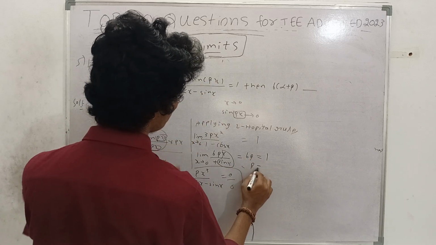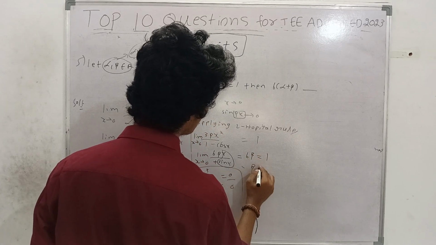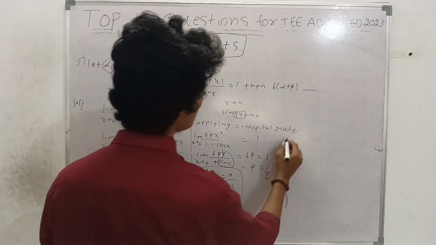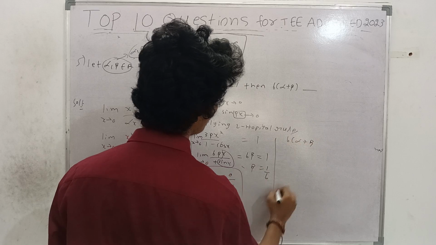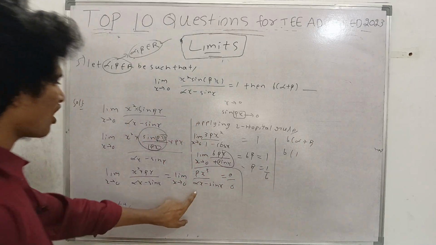So what it will be? Beta equal to 1 by 6. What they asked? 6 into alpha plus beta. What do we know? 6 into what is alpha? Alpha we already know, alpha equal to 1. Alpha equal to 1 I already said.